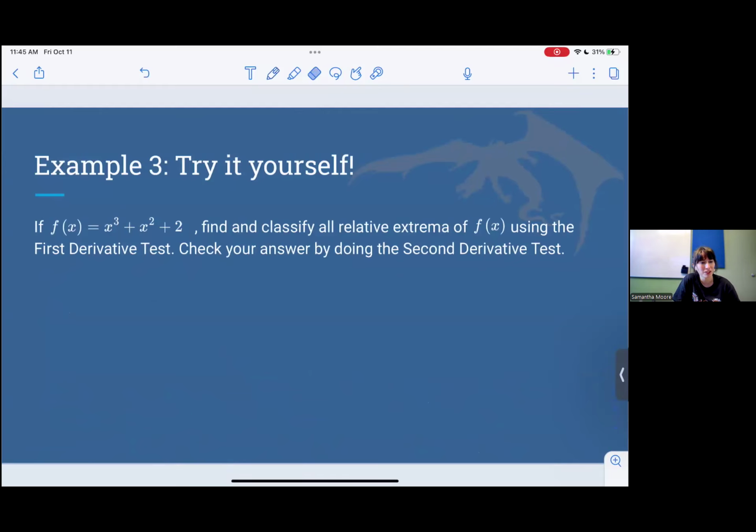I want you to look at the function f of x equals x cubed plus x squared plus 2. And I want you to find and classify all the relative extrema of f of x using the first derivative test, and then do it again using the second derivative test and make sure your answers match up. So go ahead and pause here and try doing the first and the second derivative tests for this function.